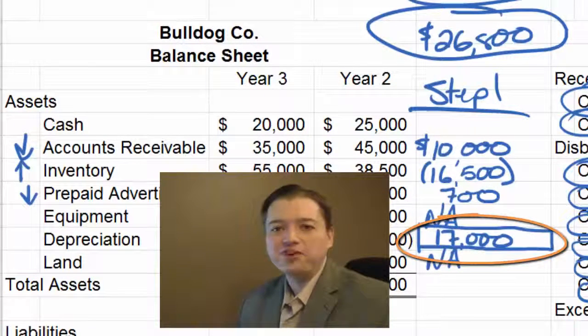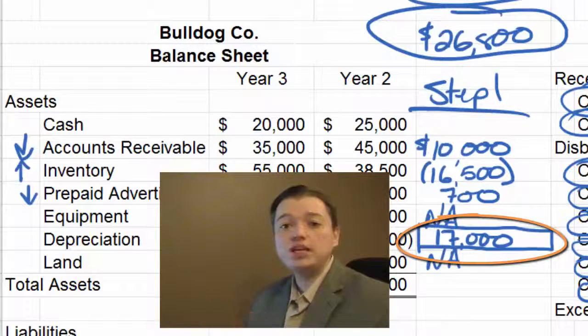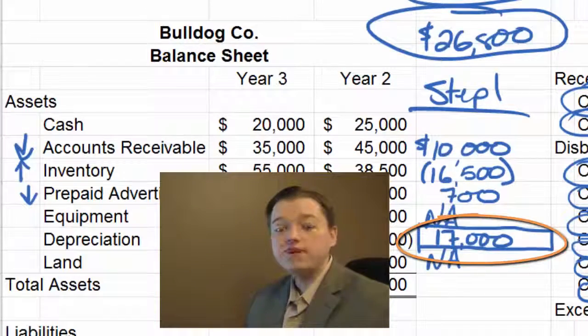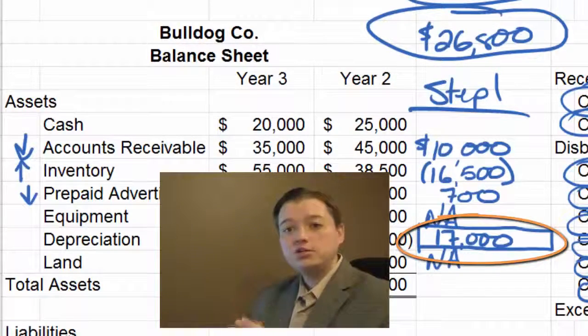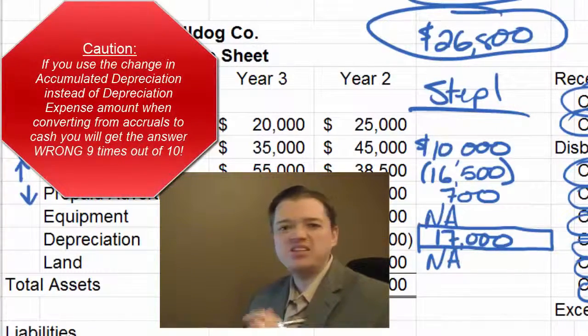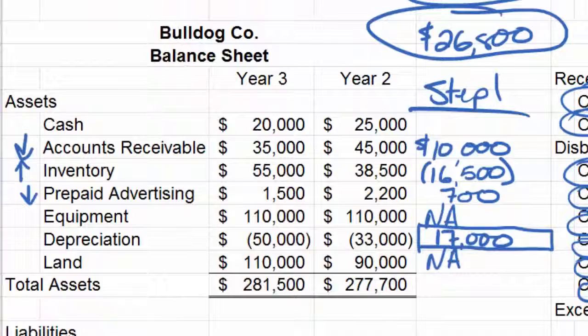We just can't have all the fun right now. Okay, so for now, again, shortcut: just look at that change in accumulated depreciation and use it if and only if you're converting from cash to accruals. If you're doing accruals to cash, you're just going to cancel out depreciation expense and not worry about accumulated depreciation. That takes care of our assets then.